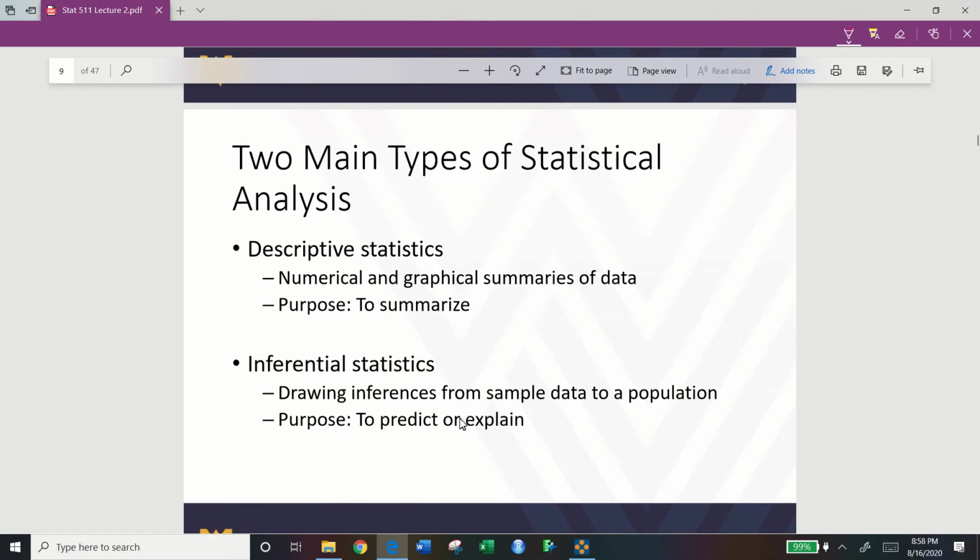So there are two main types of statistical analysis: descriptive statistics and inferential statistics. Descriptive statistics are numerical and graphical summaries of data, and its purpose is to summarize. In inferential statistics, we draw inferences from sample data for the whole population, and we use this to predict or to explain. What we did in the previous lecture was focus on descriptive statistics. The majority of this course is going to focus on inferential statistics.